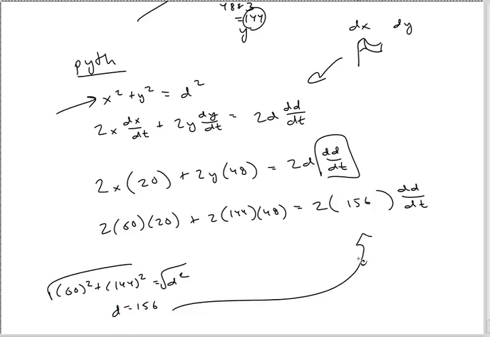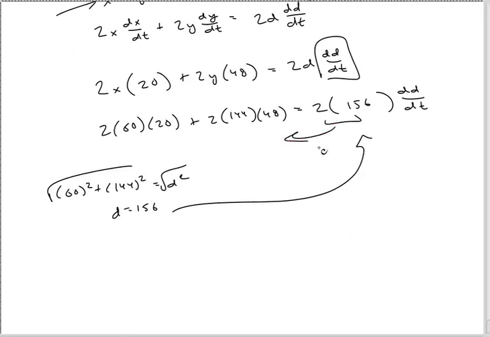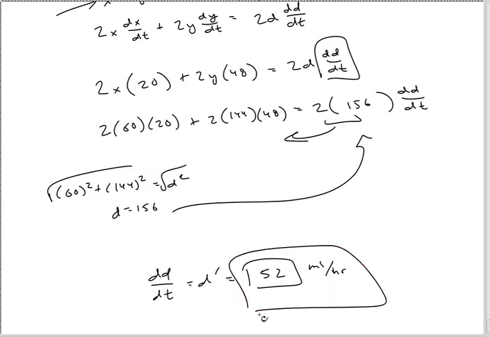I'm going to take these, obviously, and divide them to the other side. dt, d prime, whatever you want to call it. My answer, math calculator, is 52 miles per hour. There you go. Again, that's a rate of change.